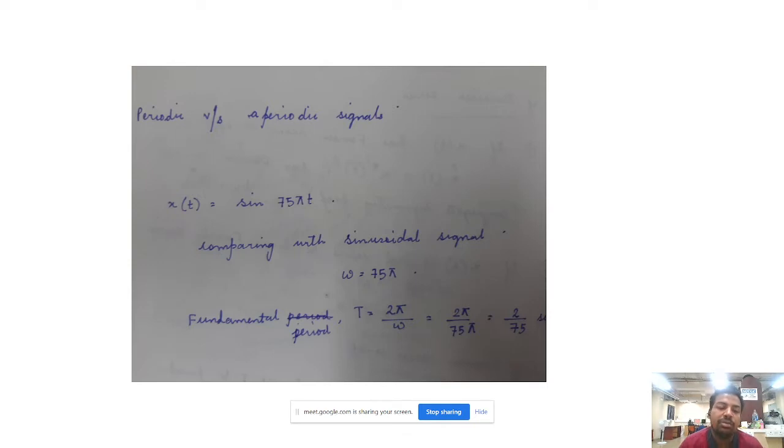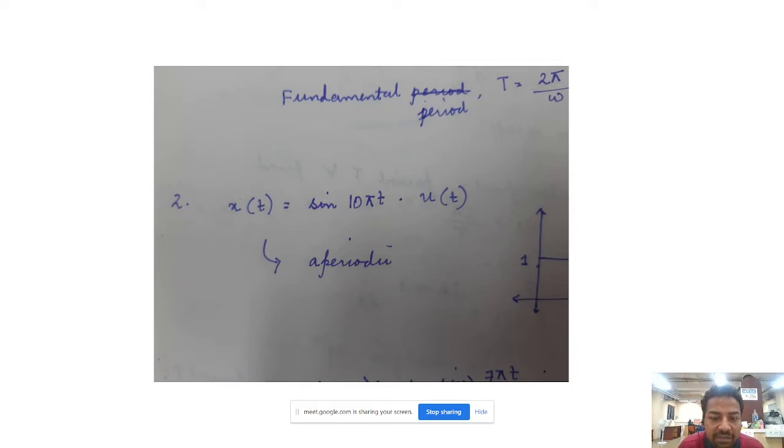sine of omega t. But omega here, if we compare these two equations, we know that omega is equal to 75 pi. So how to find the fundamental period? The fundamental period, that is capital T, is equal to twice pi by omega, and omega here is 75 pi. So the fundamental period T is equal to 2 by 75 seconds. So this is the fundamental period for this signal.